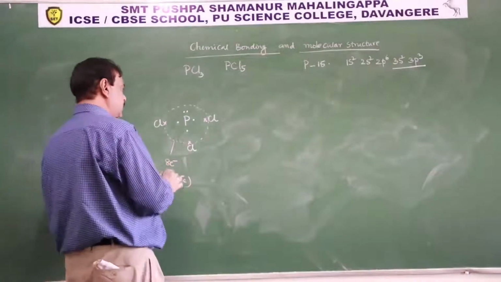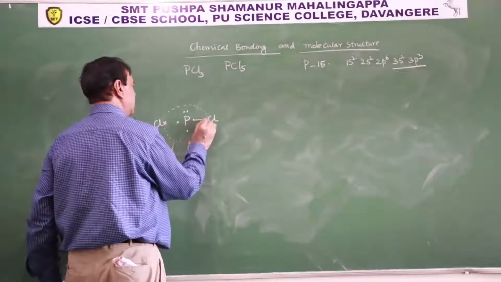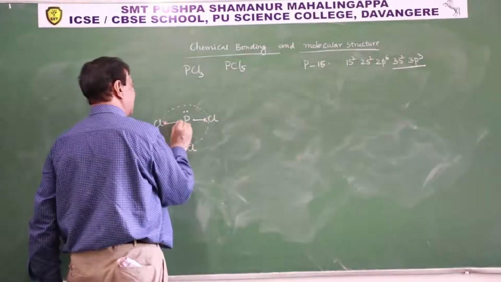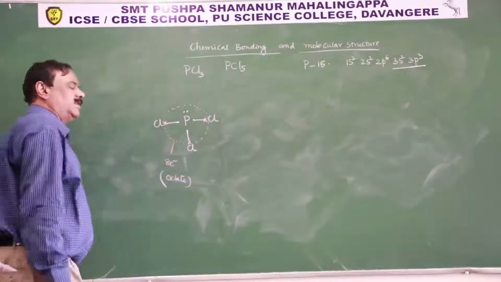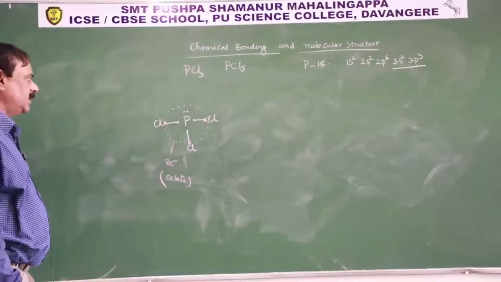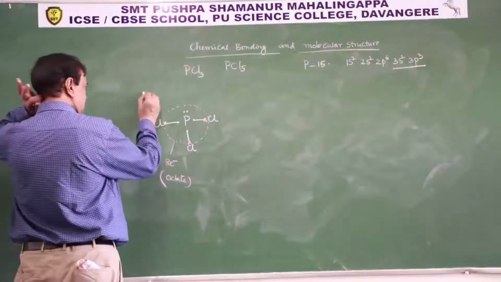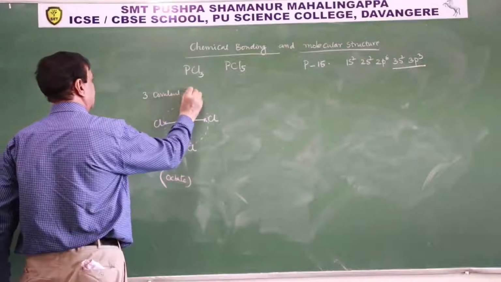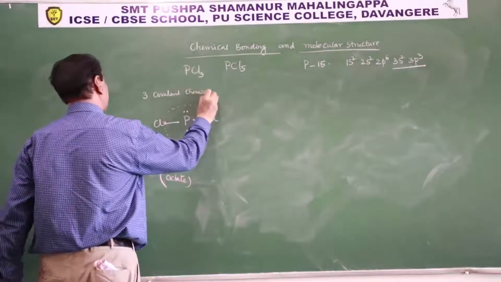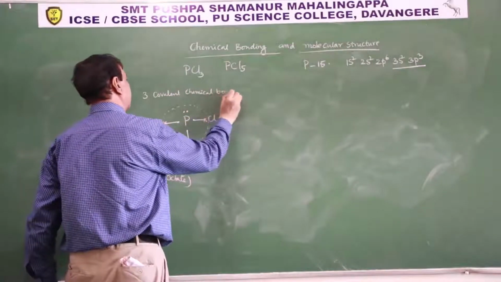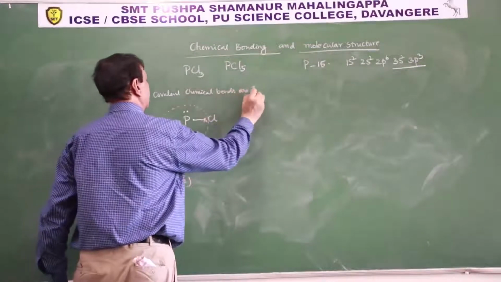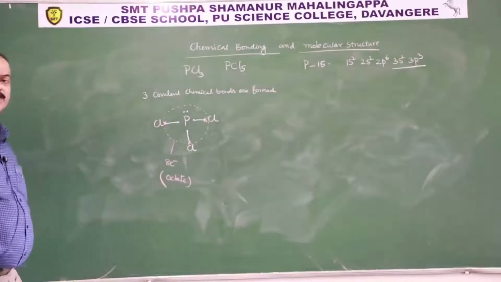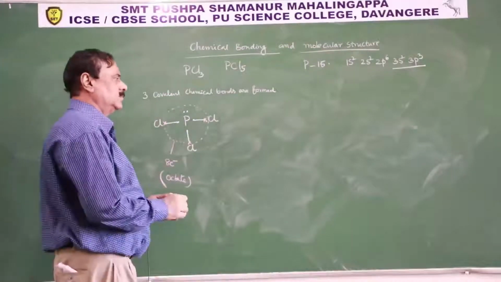Now they have the ability to form one covalent chemical bond each. Therefore, 3 covalent chemical bonds are formed. Okay.